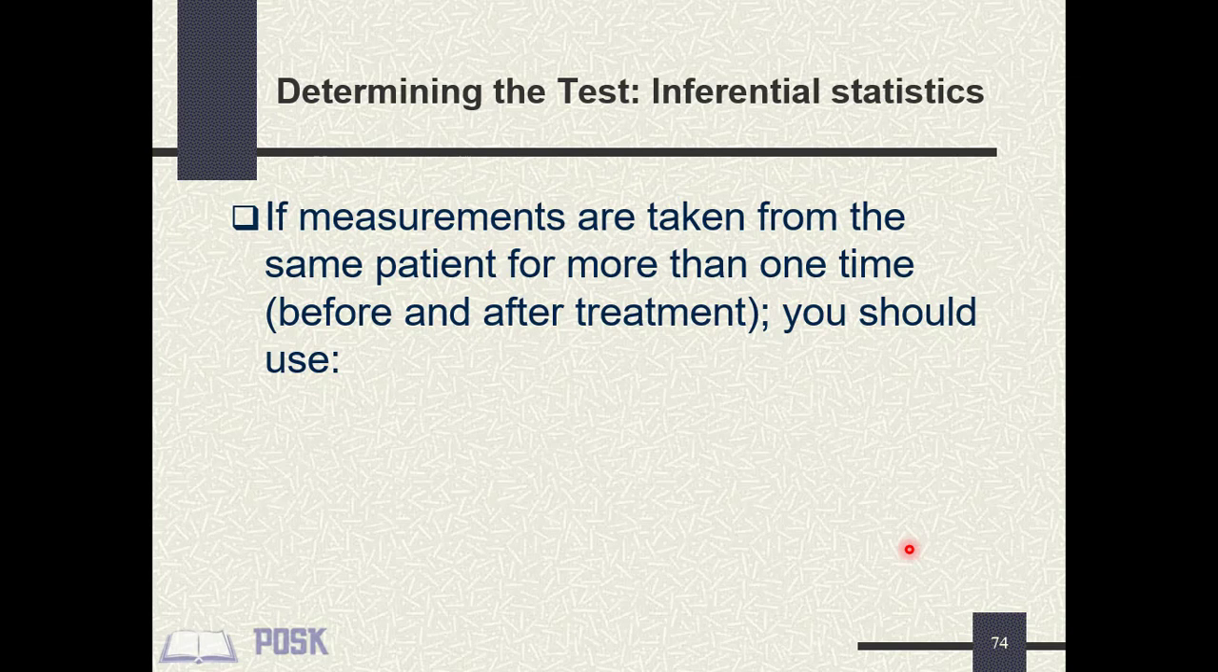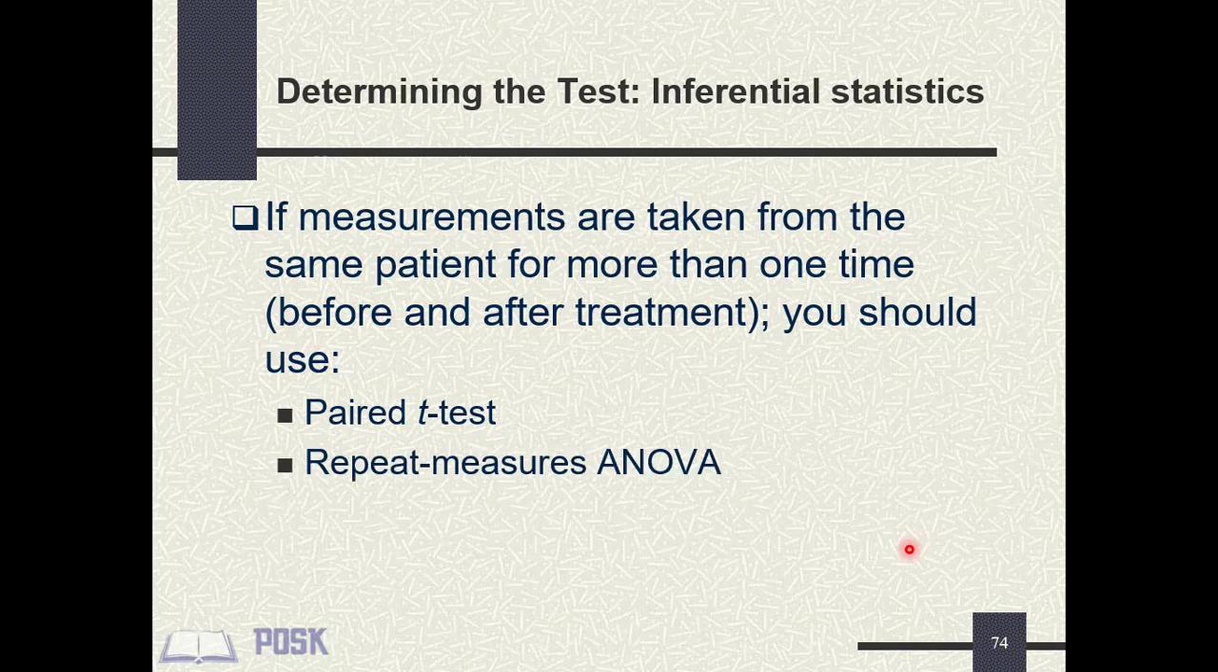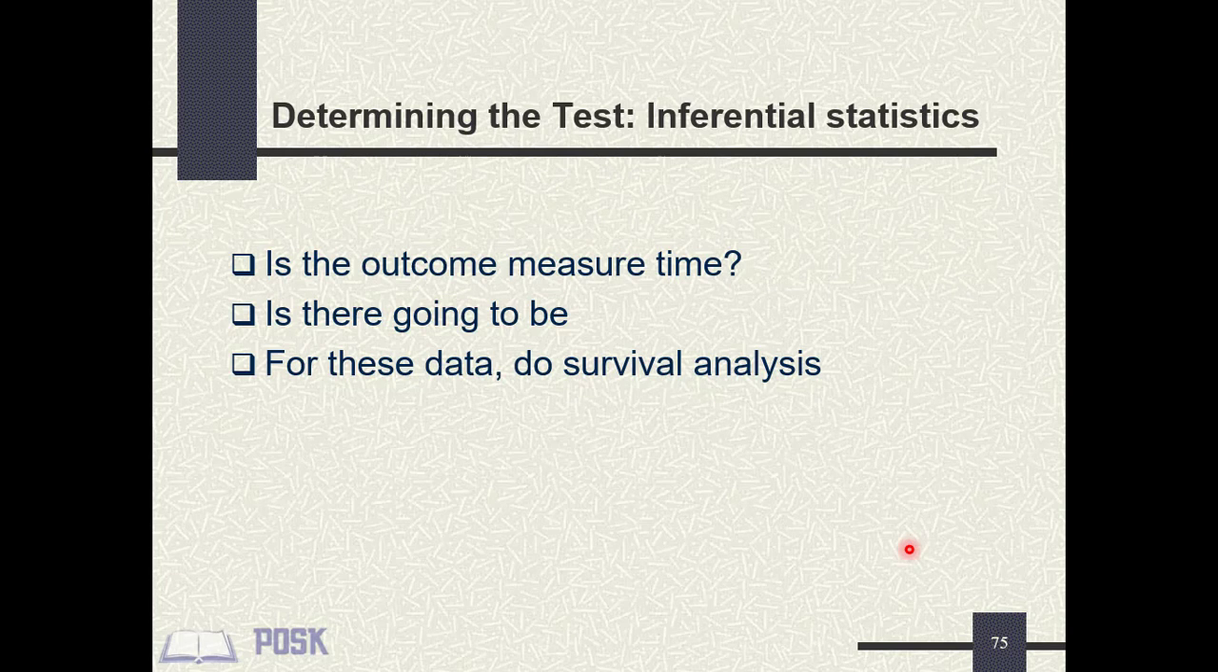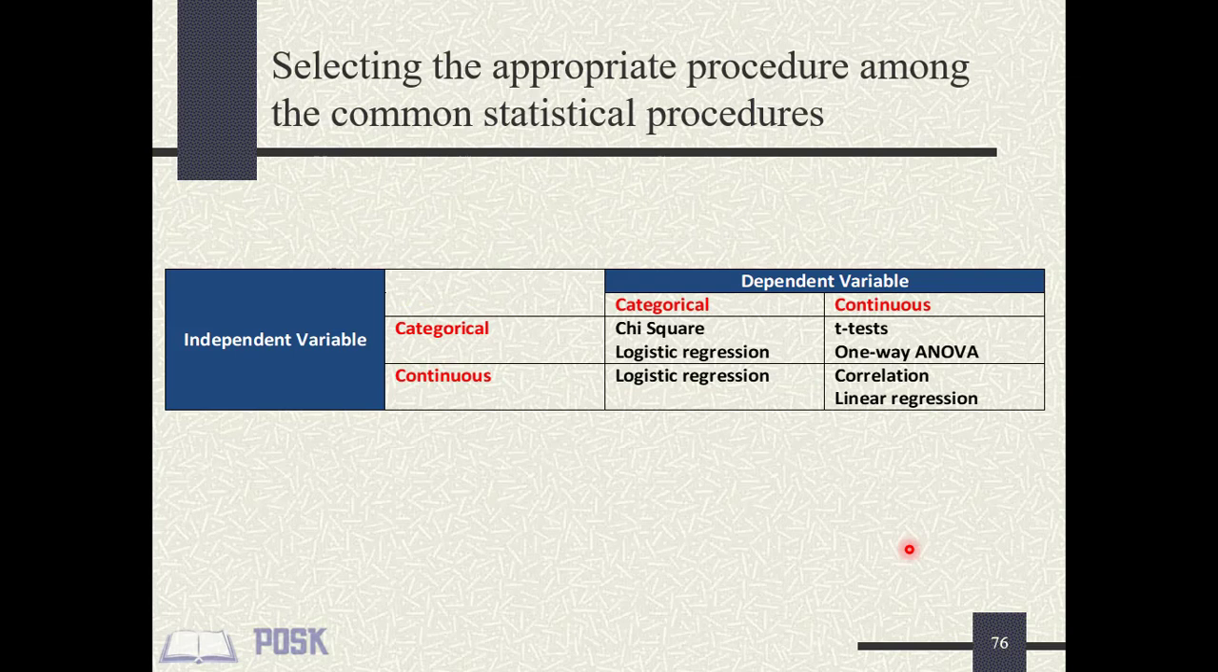Then you should consider if you are dealing with a before and after study in which measurements are taken more than one time from each participant in the study. This design, also called the crossover design, will violate the assumption of independence in t-test and ANOVA. For studies of this type, you should use the paired t-test in place of the t-test and repeated measure ANOVA in place of one-way ANOVA. When the outcome of interest is the time to an event and there are possibilities of censoring, then consider survival analysis. This table summarizes the guidelines for you.